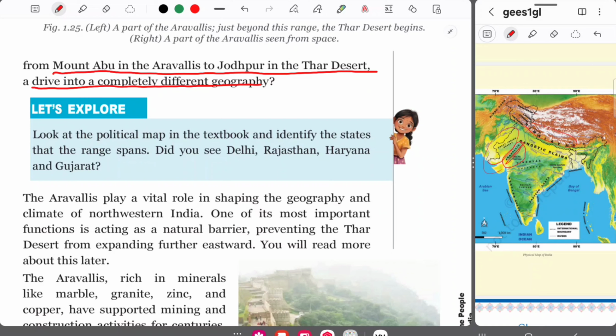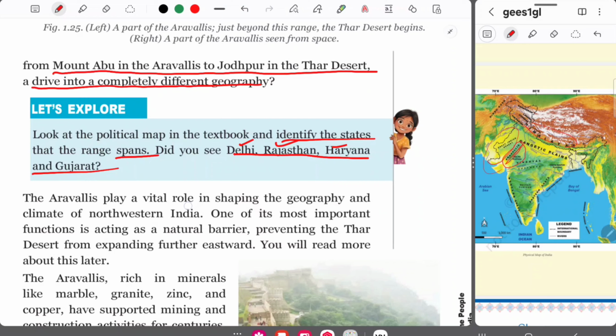Look at the political map in the textbook and identify the states that the range spans. You will see Delhi, Rajasthan, Haryana and Gujarat. So where are these Aravalli hills? In Delhi, in Rajasthan, in Haryana and in Gujarat. These are the states where the Aravalli range is present.